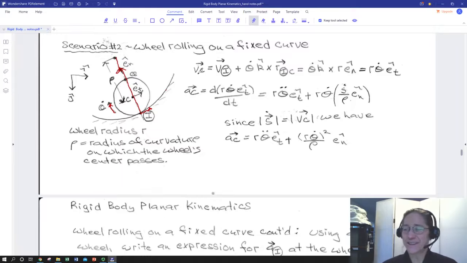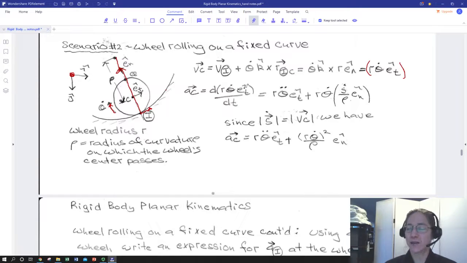Okay, let's figure out the acceleration of the center. Take the first time derivative. So we're going to take this expression and take the first time derivative, with respect to a reference frame with these axes. So this time our tangent unit vector is not going to stay constant with time. So that's going to be the difference from the straight line rolling.